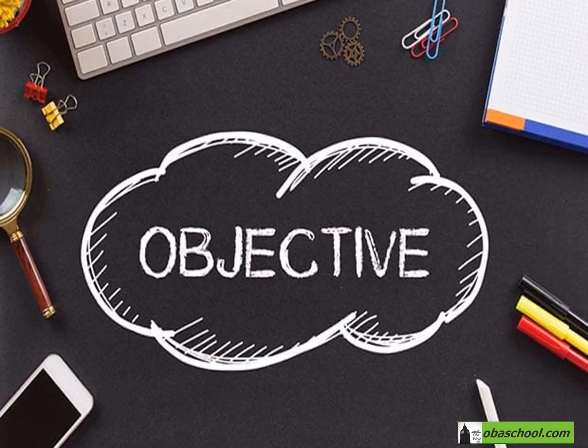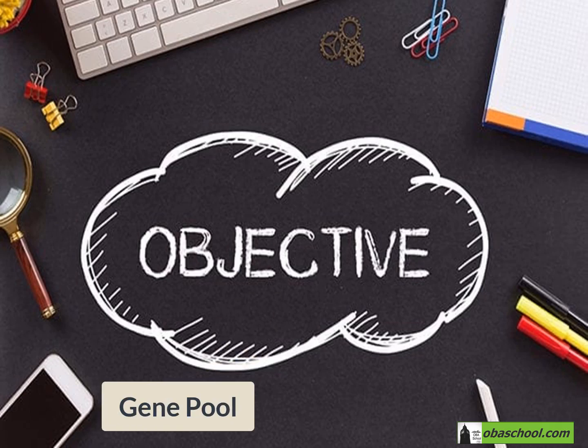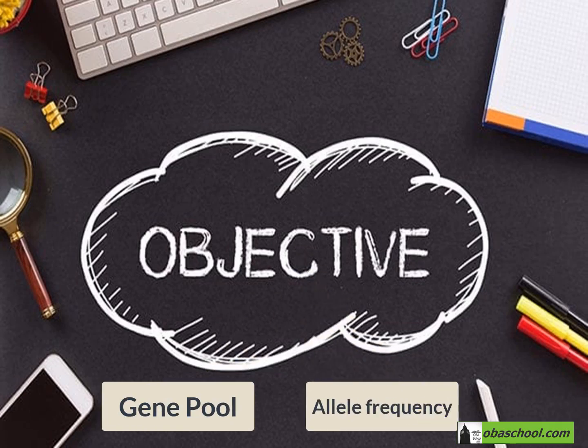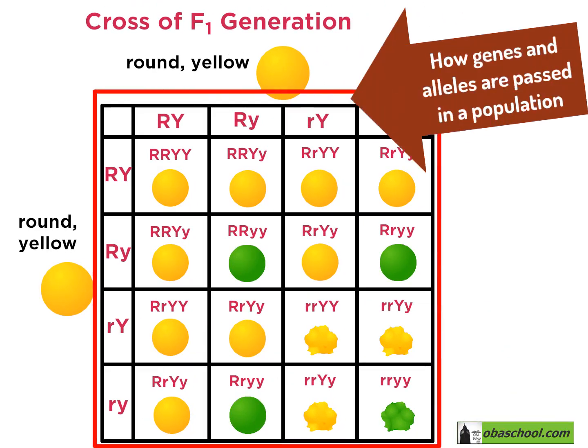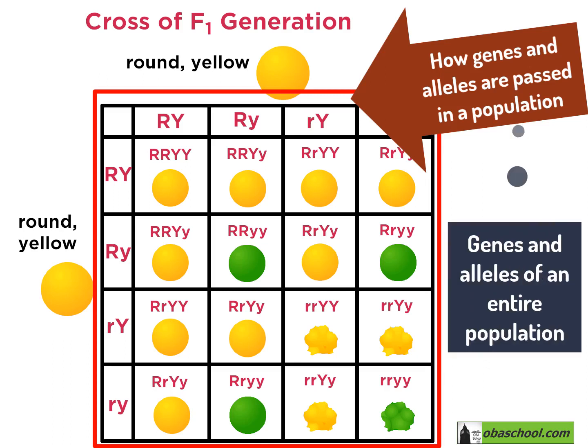In this video, we are going to learn what is meant by gene pool and allelic frequency. We have so far looked at how genes and their alleles are passed between individuals in a population. Let us now consider the genes and alleles of an entire population.